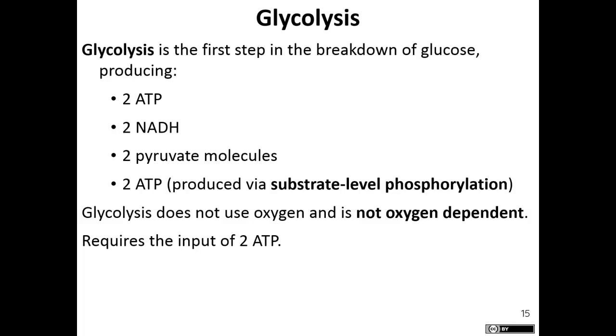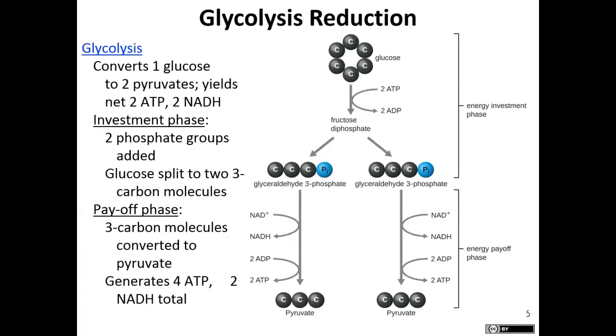The ATP that we do produce is through a process known as substrate level phosphorylation. Substrate level phosphorylation is a scary looking process when you read the word, but all it is, is taking a phosphate and adding it to an ADP, an adenosine diphosphate. And when you do that, you produce an adenosine triphosphate. So this is not an oxygen dependent process. It's anaerobic, and for this process to occur, we have to use a little bit of ATP first.